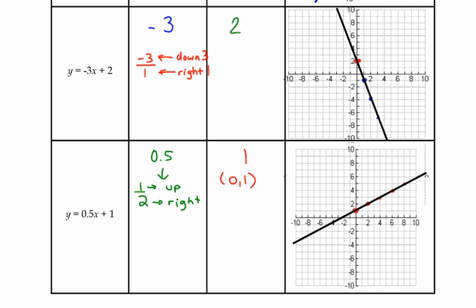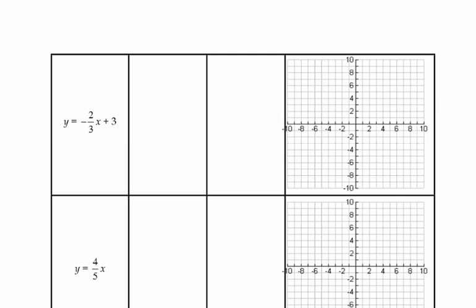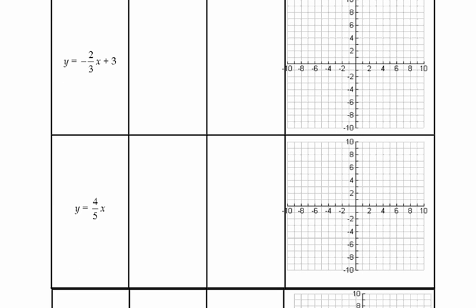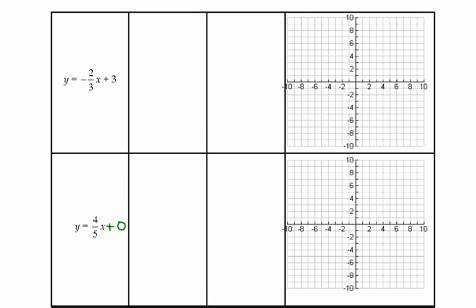Okay, so can you turn the page over and try the first two on your own? Just a little hint for this last one: if there's no constant shown, what are we really adding then? 0, because there's no constant. Plus 0, okay? So give it a shot and then we'll go through it.